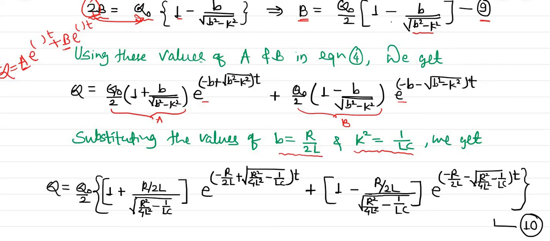So here Q0 by 2 as it is. Now I will make this bigger bracket because I have taken Q0 by 2 common from both the terms. So I have written in multiplication, and then this curly bracket, then in the bracket this one: 1 plus, what is b now? B is R by 2L, substituted here. Under root in the denominator, what is b? R by 2L, but here it is b square, that's why R square divided by 4L square, minus what is k square? It is 1 by LC as it is, bracket close.